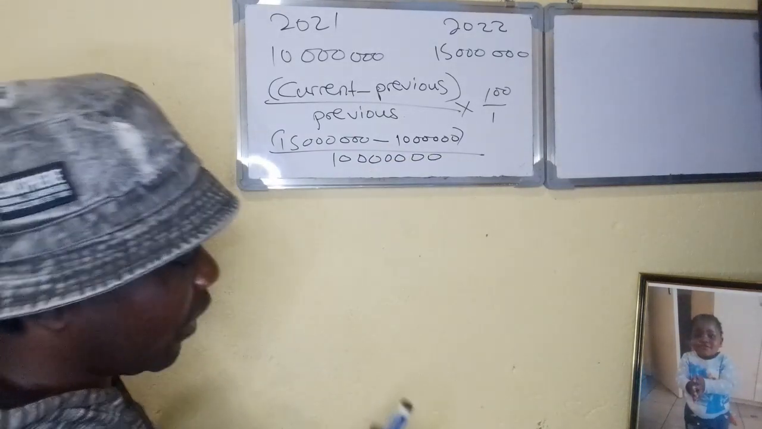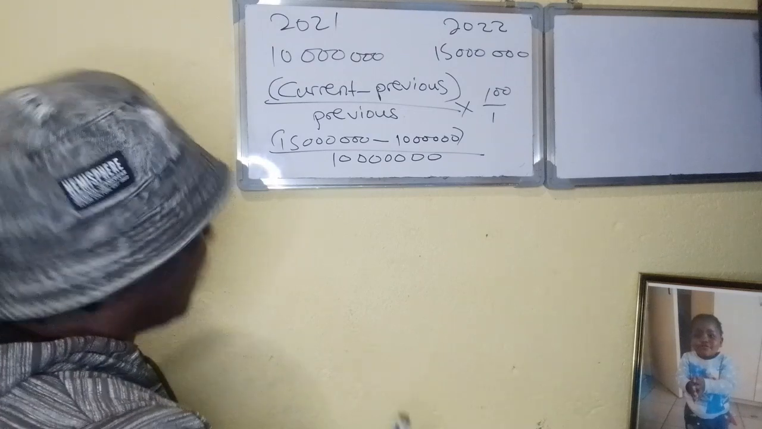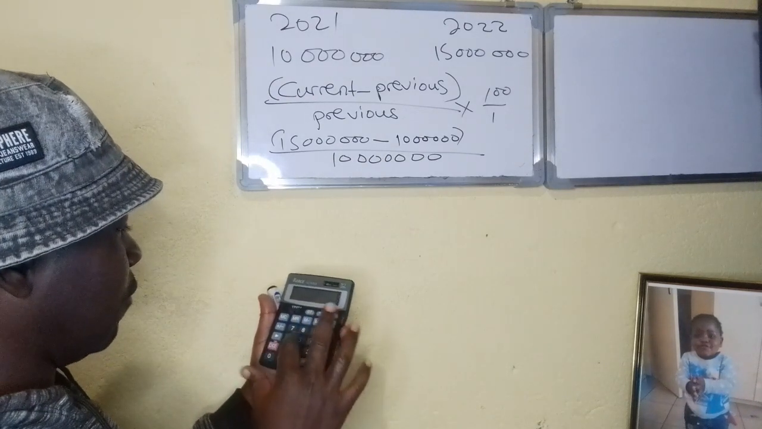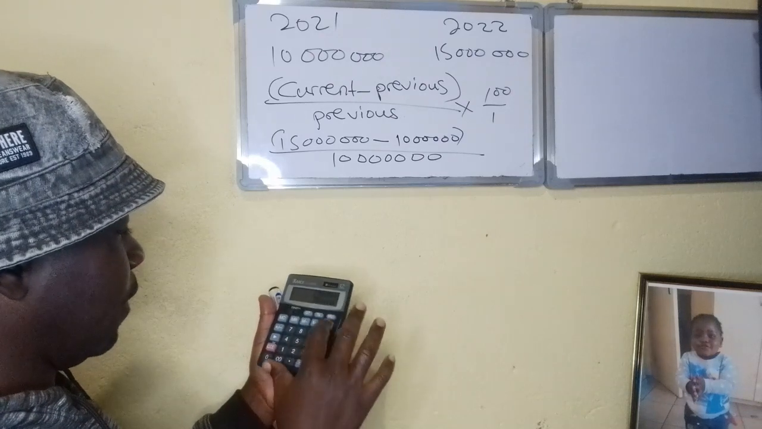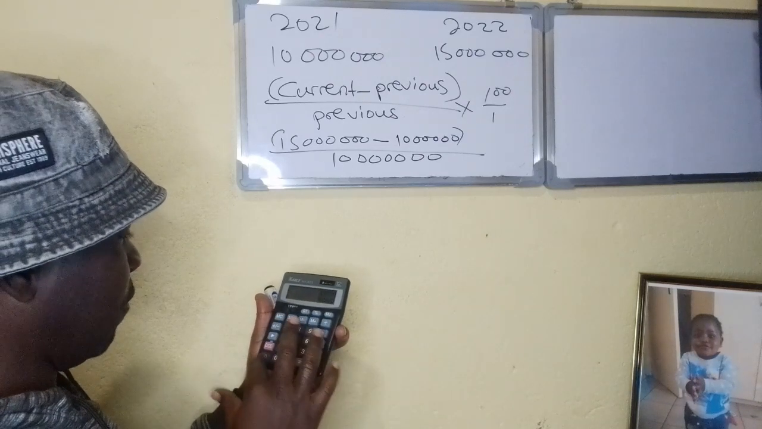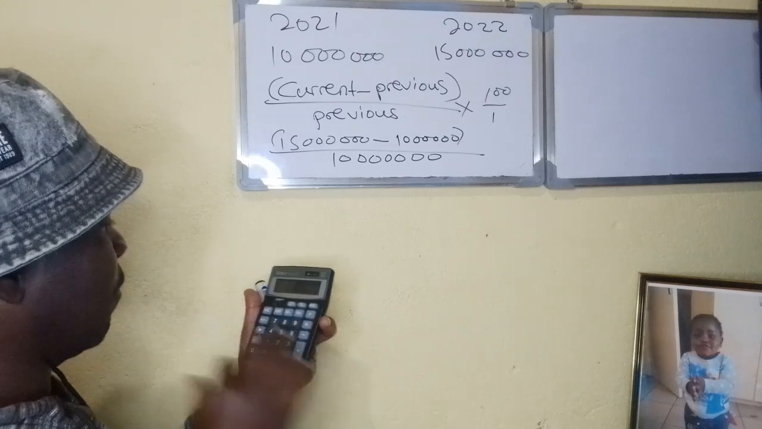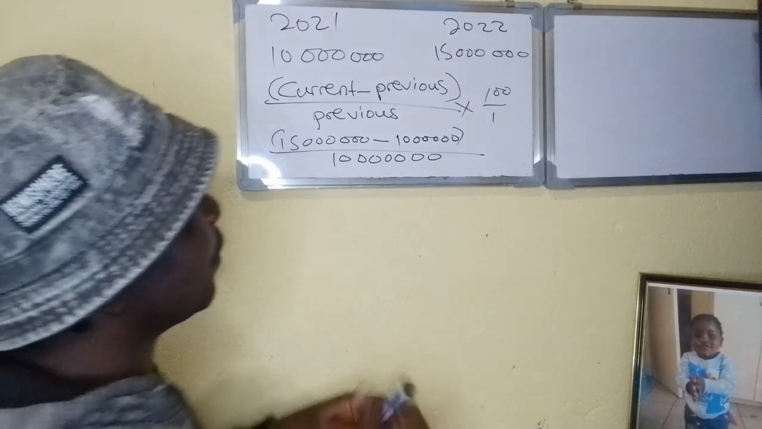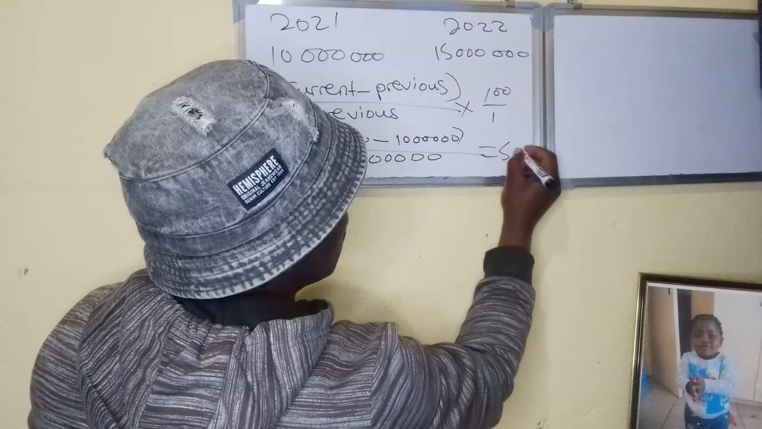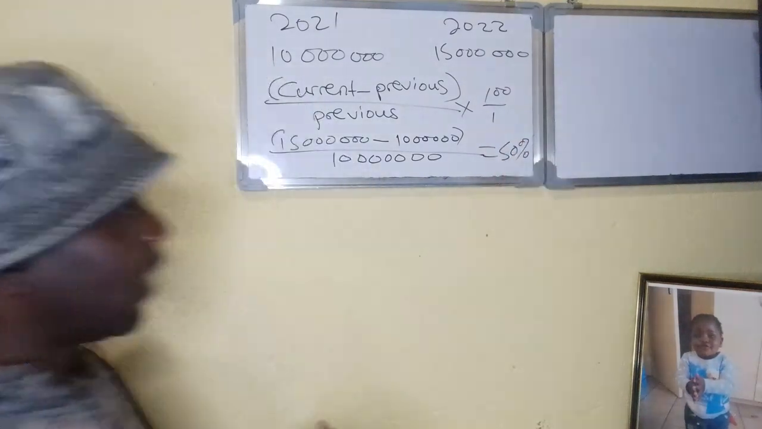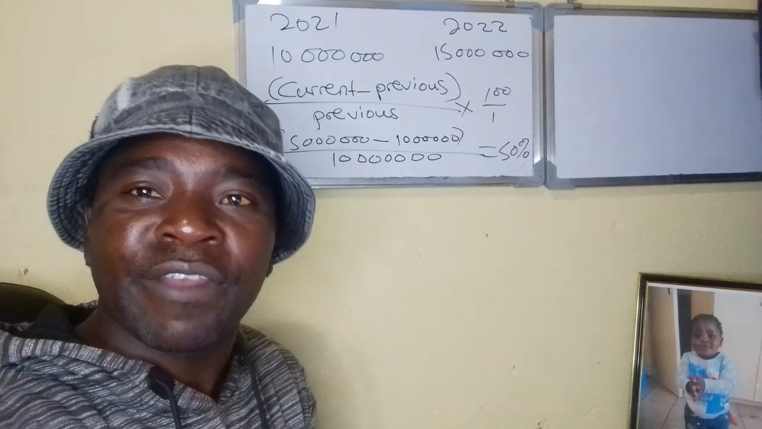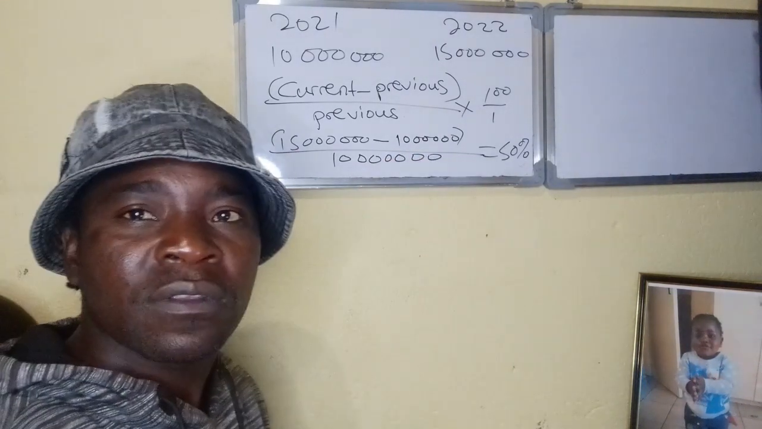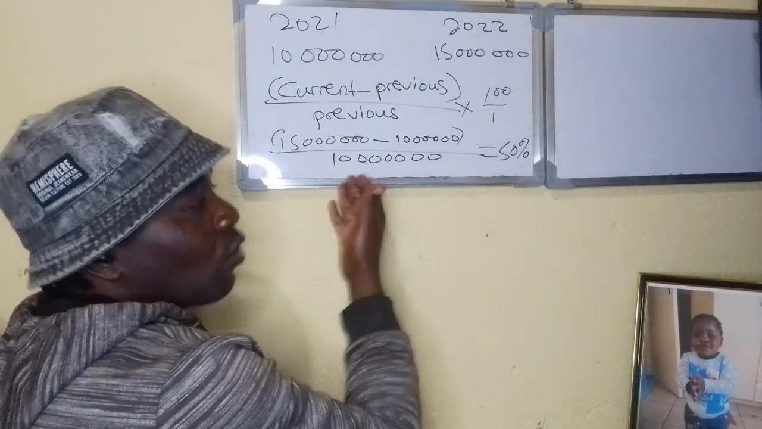Over previous, 10 million. Not sure if my zeros are okay. So basically you have 5 million divided by 10 million. So your GDP grew by 50%. They will always give you the current values and the previous values. And this is the formula you need to use. And then you are done. Here you are calculating growth in GDP.